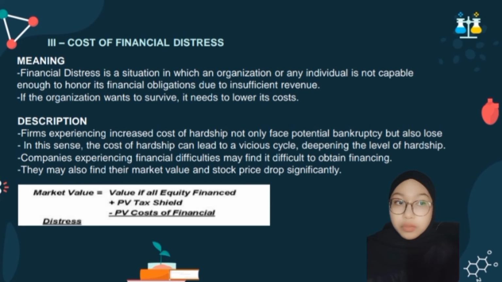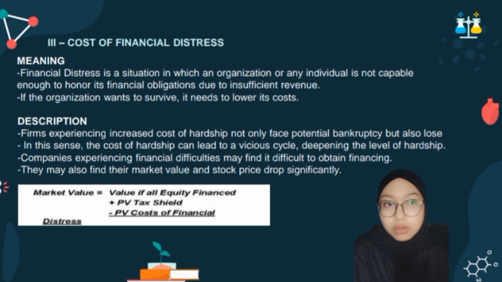There is very little chance for a company to survive after it reaches this stage. The organization has very low liquidity as it cannot repay loan installments and interest, payment to suppliers, or even salary to its employees. If the organization wants to survive, it needs to lower its costs, restructure its liabilities, and revise its business strategy. After that, I will talk about the description.